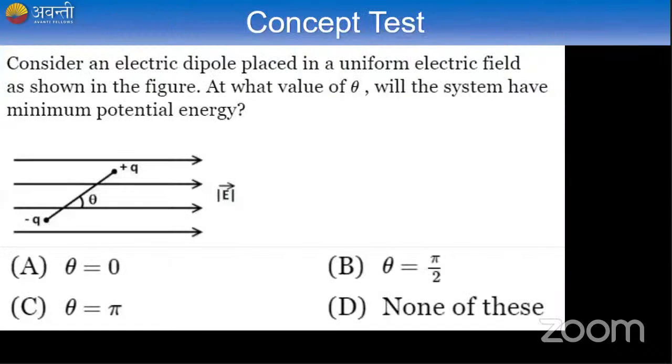So try to find this, guys. Consider an electric dipole placed in a uniform electric field as shown in the figure. At what value of theta will the system have minimum potential energy? So please try to answer this. At what value of theta will the system have minimum potential energy?